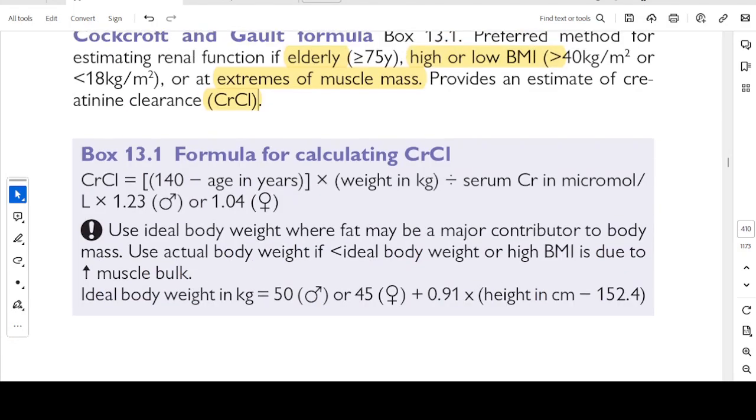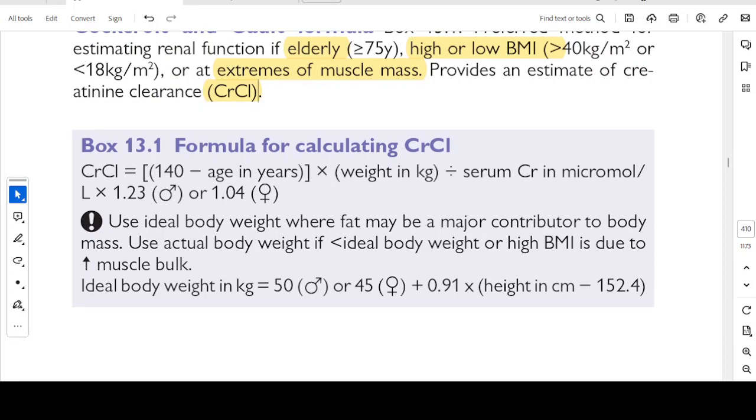Box 13.1. Formula for calculating creatinine clearance. Creatinine clearance is equal to 140 minus age in years, into weight in kgs, divided by serum creatinine in micromoles per liter, into 1.23 if it's a male or 1.04 if it's a female. Use ideal body weight where fat may be a major contributor to the body mass. Use actual body weight if less than ideal body weight or high BMI is due to increase in muscle bulk. So in case there is more fat content, then use ideal body weight for the age and height of that patient. And if actual body weight is less than the ideal body weight, or the BMI is very high due to increase in muscle bulk, then you can use the actual body weight.